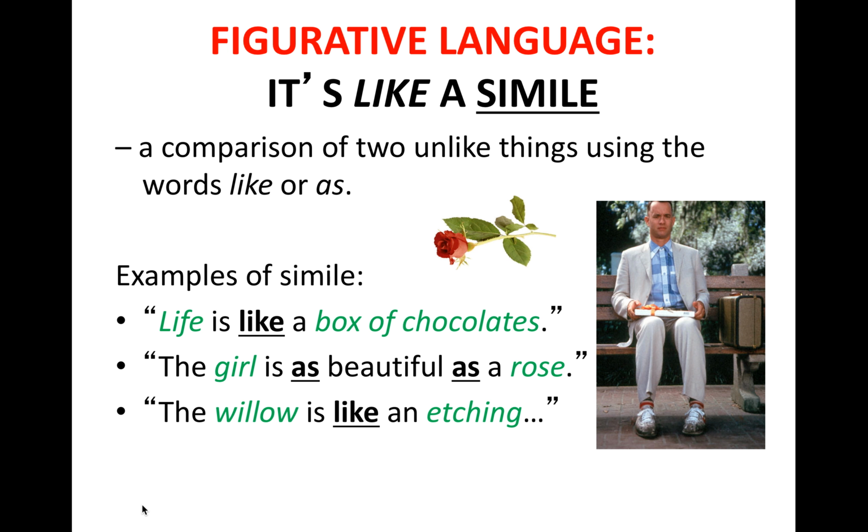The willow is like an etching. So if you think about the willow leaves and how small they are and how intricate an etching is, you can draw a comparison between those two objects, even though a willow is a tree and an etching is a picture or a painting.